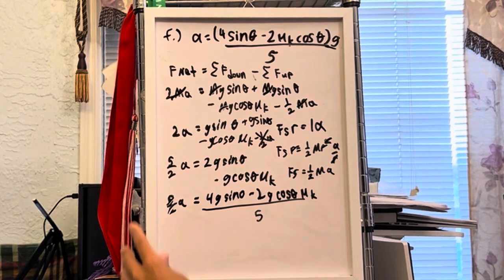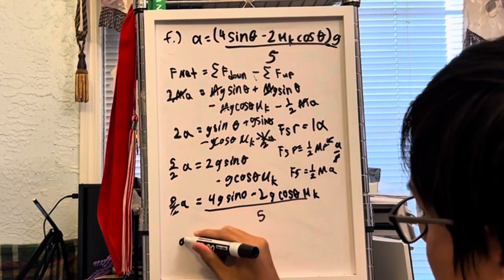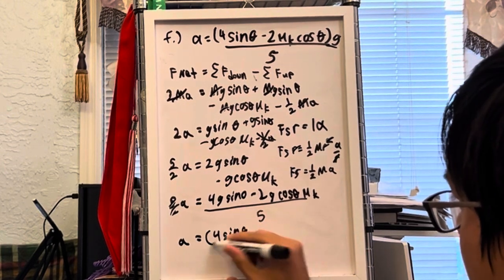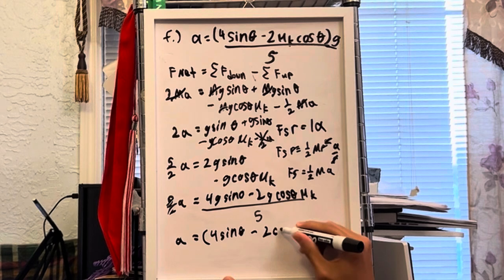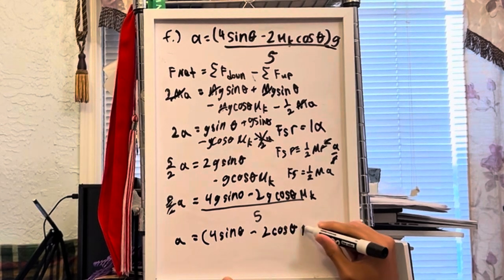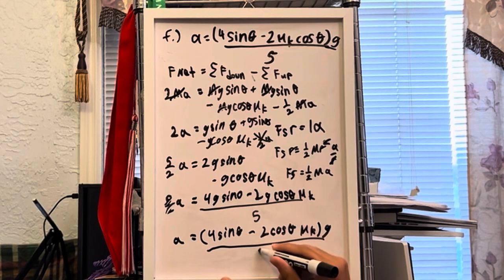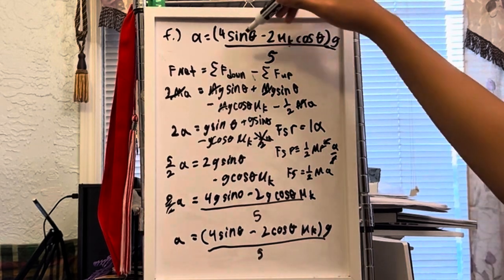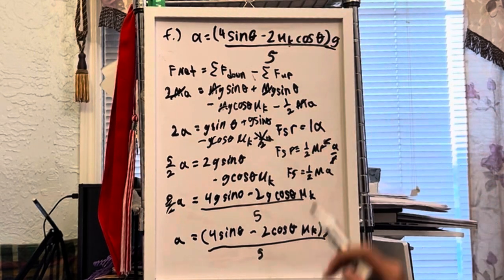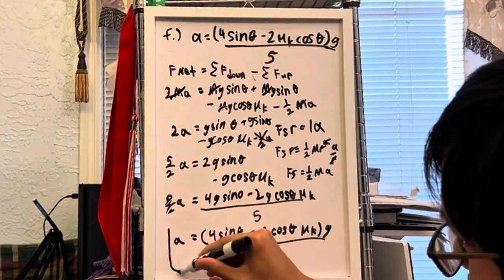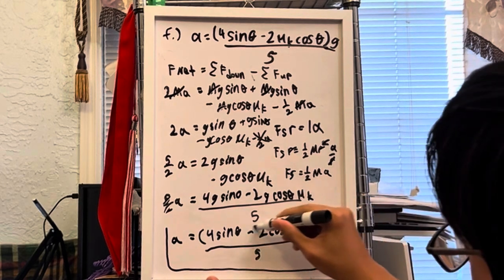Like so, right? And now the last step, I just need to factor out a g on the top like the original one did. So it's going to be 4 sine theta minus 2 cos theta mu k. And the g's factored out. It's all going to be over 5. And that's the same as this expression up here: 4 sine theta minus 2 mu k cos theta, times g, over 5 is equal to a. So this is the expression that works.